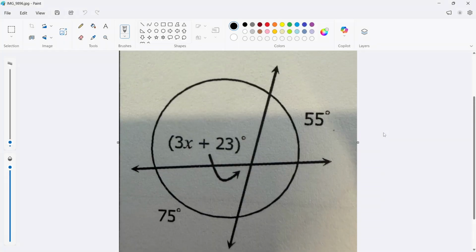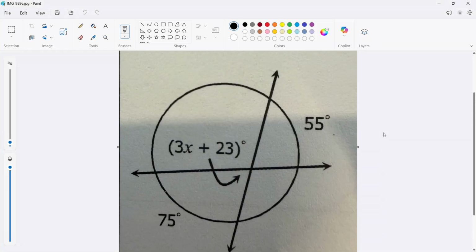I've got some geometry problems to do. I think 1, 2, 3, 4, 5 of them. And I'm going to work them right here. But first, I have lost my pen, and I can't find it. Where's my pen? There's my pen.